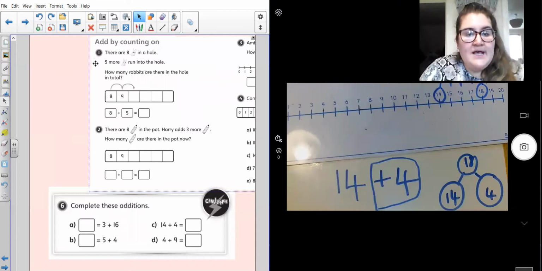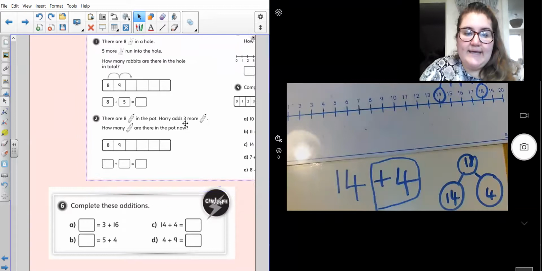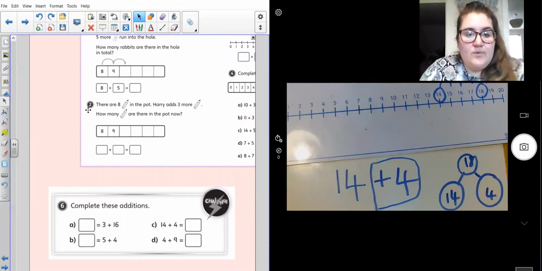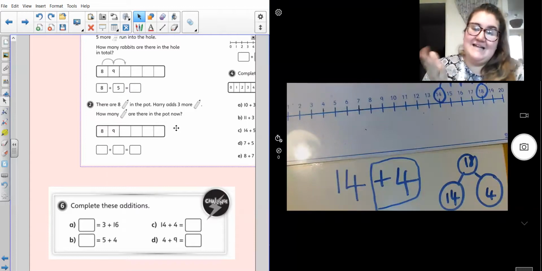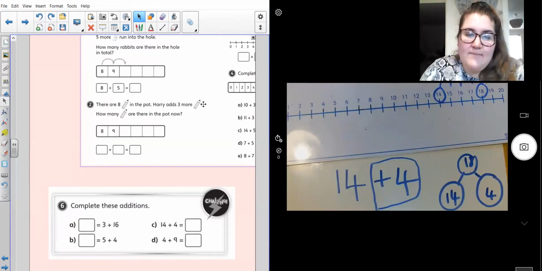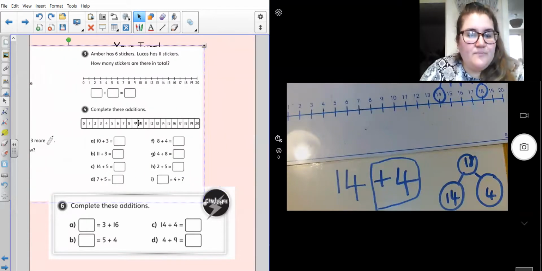So number 1, there are 8 rabbits in a hole. 5 more run in the hole. How many are there in total? So you've got a number track here that you can use to support you in counting on. Number 2, there are 8 pencils in the pot. Harry adds 3 more. How many are in the pot now? So you had 8 is your first part and you're adding 3 more. So how many do you have now?